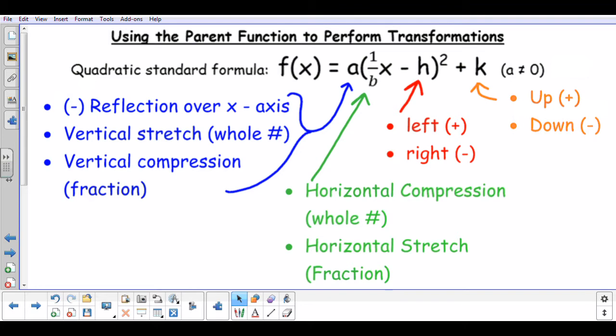So now in our next set of examples, we are going to start identifying all of the transformations using the vertex form. But we're just going to concentrate on either it being a reflection, going left or right, or up and down. We will come back to the stretches and compressions later.